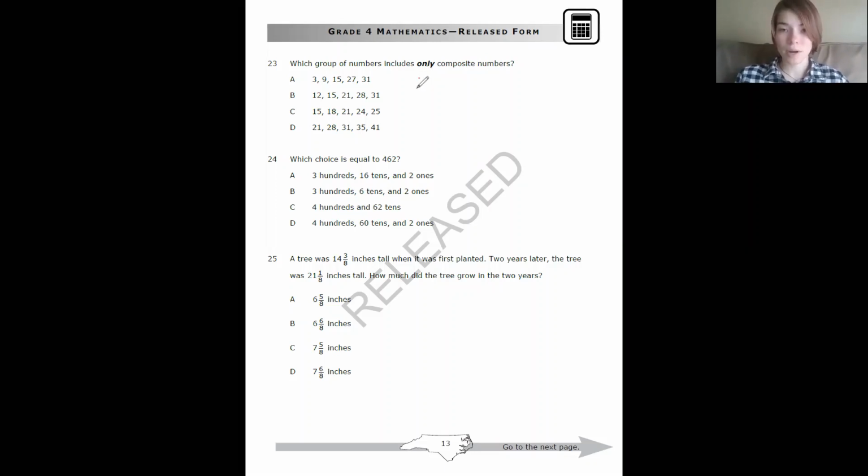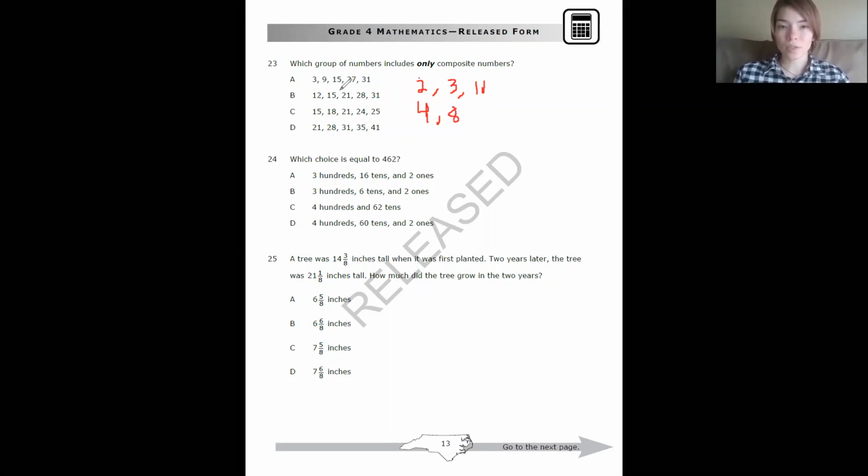If we remember, prime numbers are numbers like 2, 3, 11, that don't have any factors other than 1 and themselves. So there are no other numbers that go evenly into those numbers. A composite number is the opposite of that. So a number like 4, because 4 is equal to 2 times 2, or 8, because 8 can be written as 4 times 2.